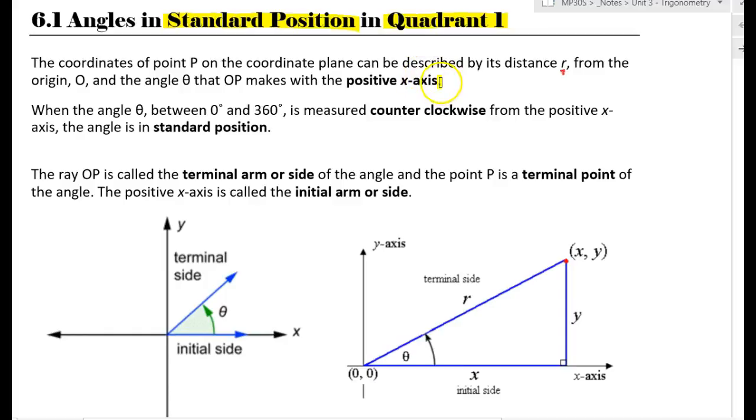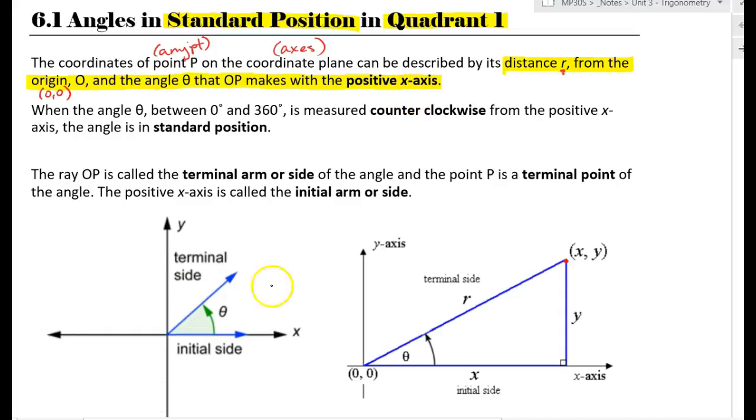So we're measuring from the positive x-axis, and we can also use the distance from the origin. It can be any point on our graph. The coordinate plane is just our axes. And we're going to talk about how far it is from the origin, the 0, 0, and the angle that it makes with the positive x-axis.